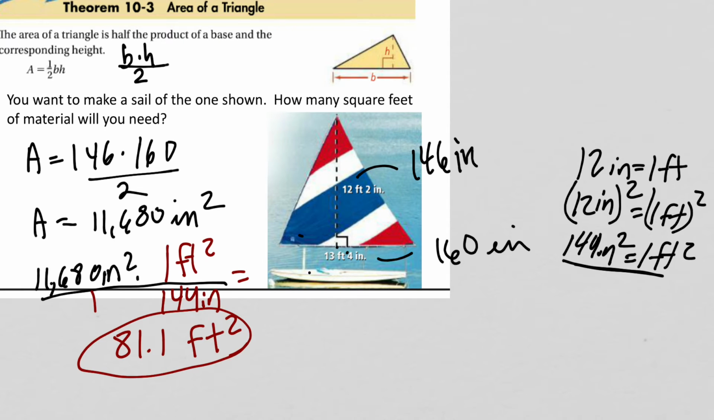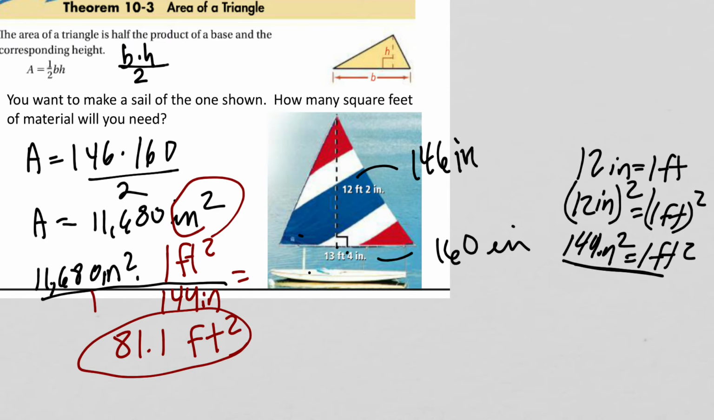Okay, so for this one here, since they want it in square feet, to make my life easy for myself, I'm putting everything into inches. So the height is 146 inches. The bottom base is 160 inches. I plug it into the area formula. I get 11,680, and this is in inches squared, everybody.